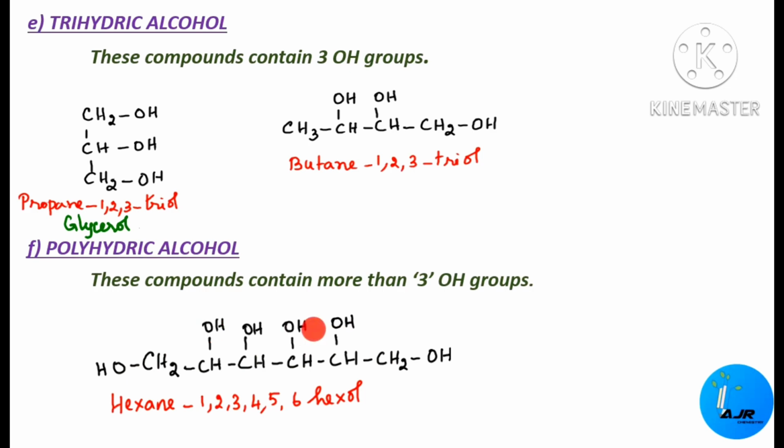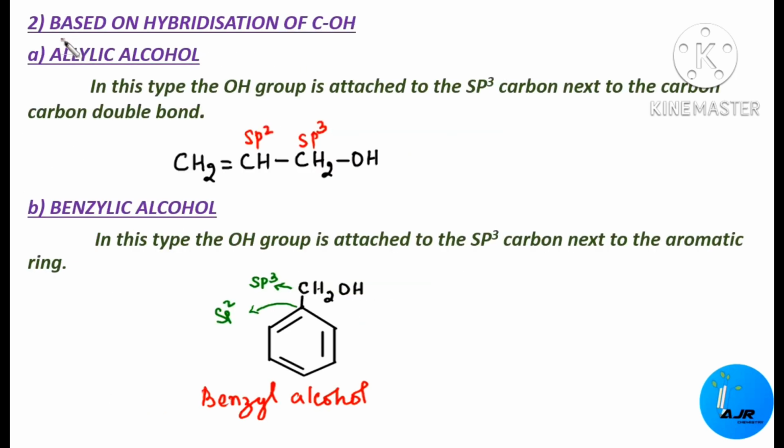Understood? Next we shall see how the alcohols are classified based on the hybridization of the carbon atom present in the alcohol, to which the OH group is attached. So before moving into this, you should know what you mean by sp3 hybridization of carbon, what is sp2 hybridization, and what is sp. Okay, so let me explain here.